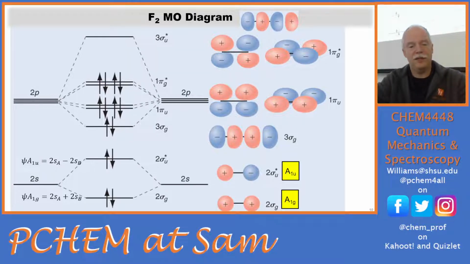You see what I'm doing with this notation over here. So I'm just changing the sign of one of them. And these are called linear combinations of atomic orbitals. So I'm going to go ahead and just put an arrow there and here.